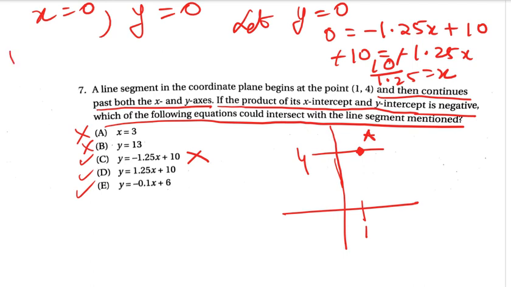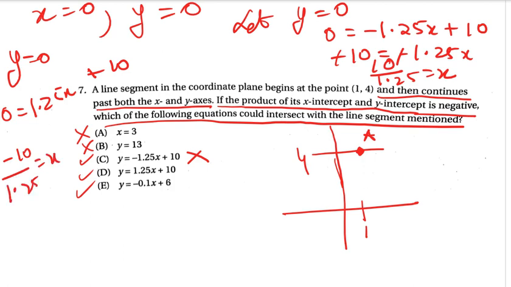Next one, y is equal to 0 again. So 0 is equal to 1.25x plus 10, then minus 10 by 1.25 is equal to x. So this is correct. This one, let's check the other one.